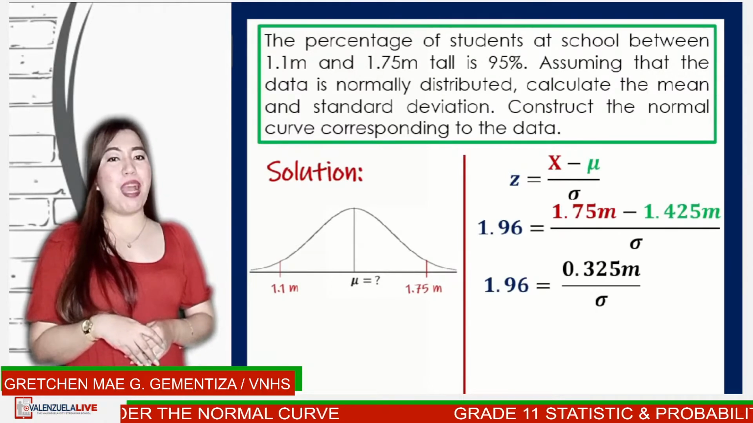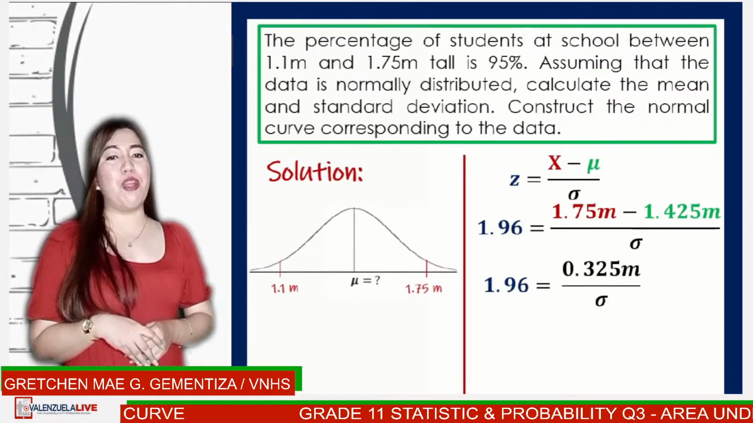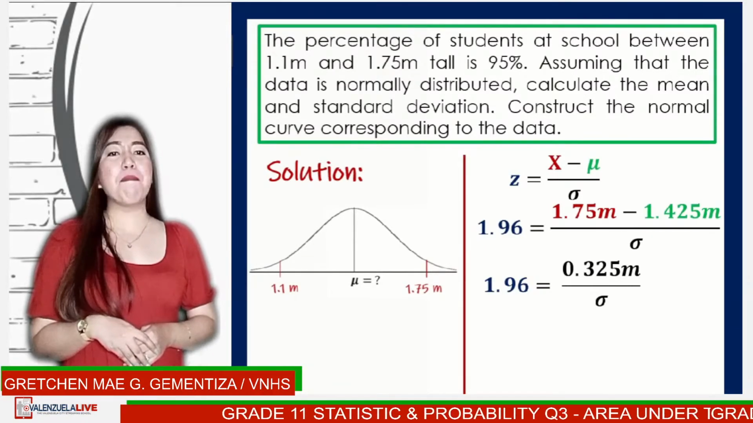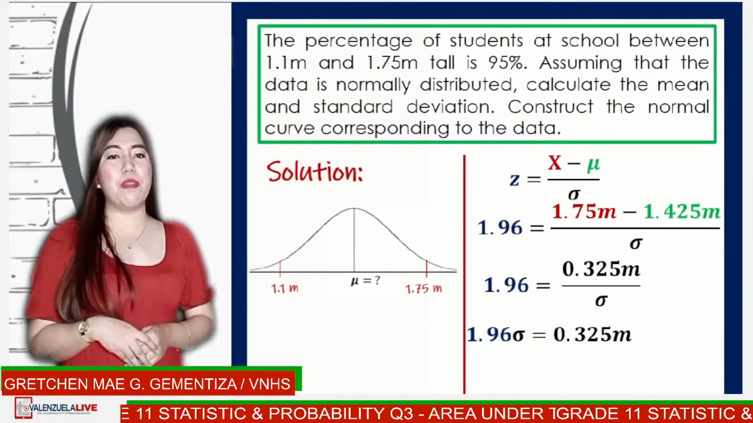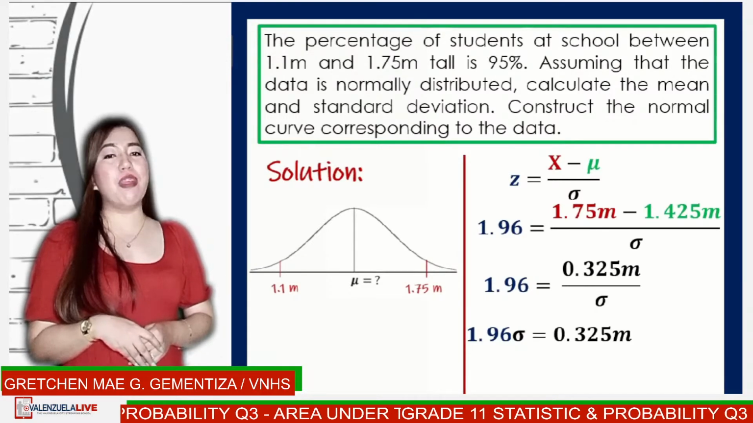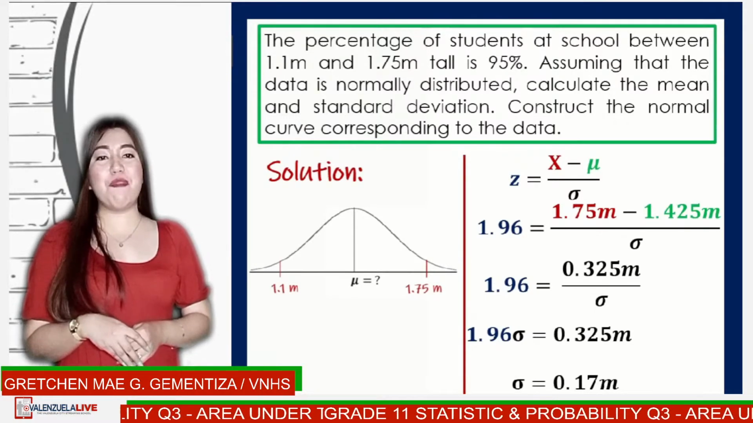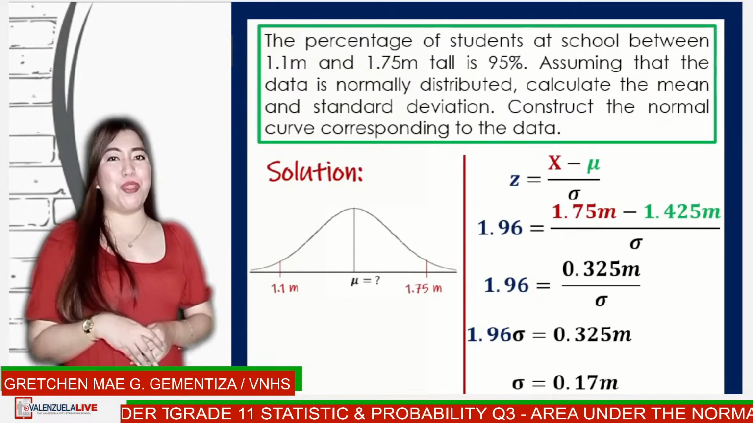Cross multiply, we have 1.96 standard deviation, or 1.96 sigma, equals 0.325 meters. Divide both sides by 1.96, and we have sigma, or the standard deviation, equal to 0.17 meters.